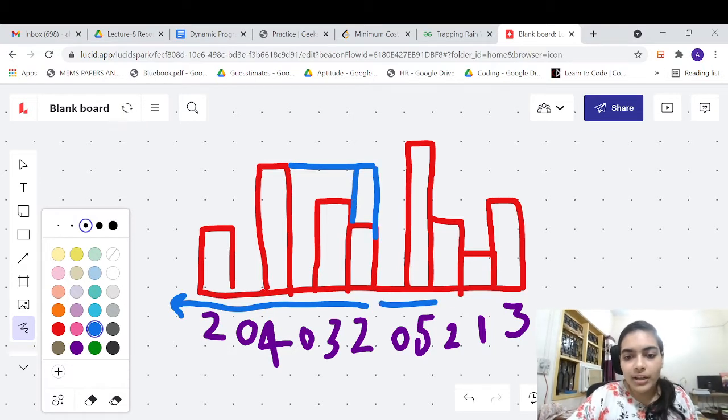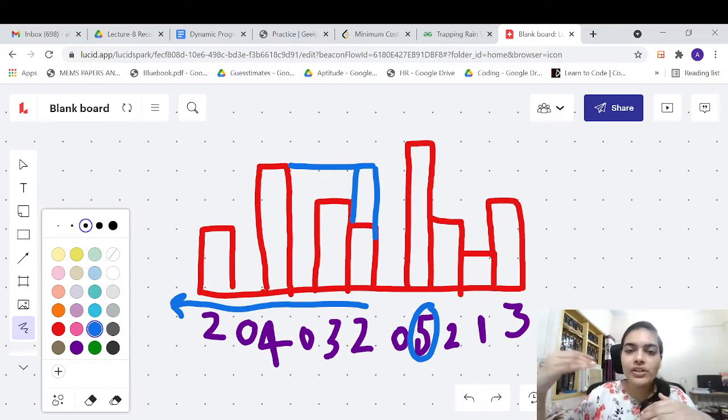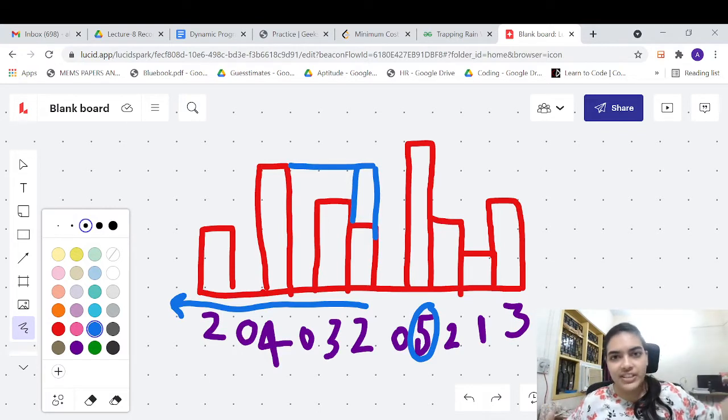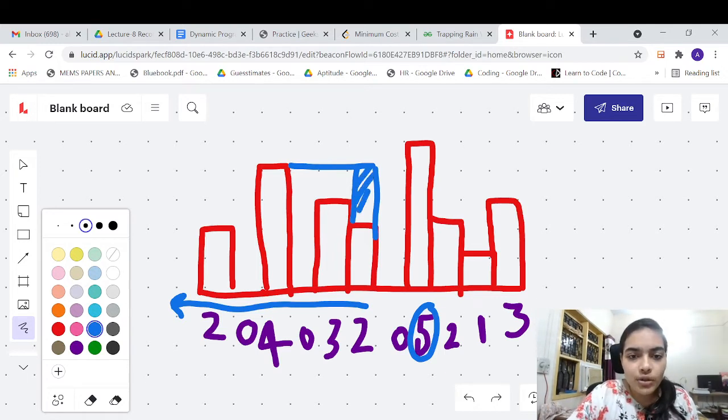Okay, what about from the right side? From the right side the highest block that we have is of height 5, so we can store up to the height 5. Now the minimum of these two levels is 4, because if you take 5, water will still spill from the left side. It would have been okay if spilling from one side were allowed, but here you have to hold the water from both sides. You cannot let it spill from either side. So you will take the minimum.